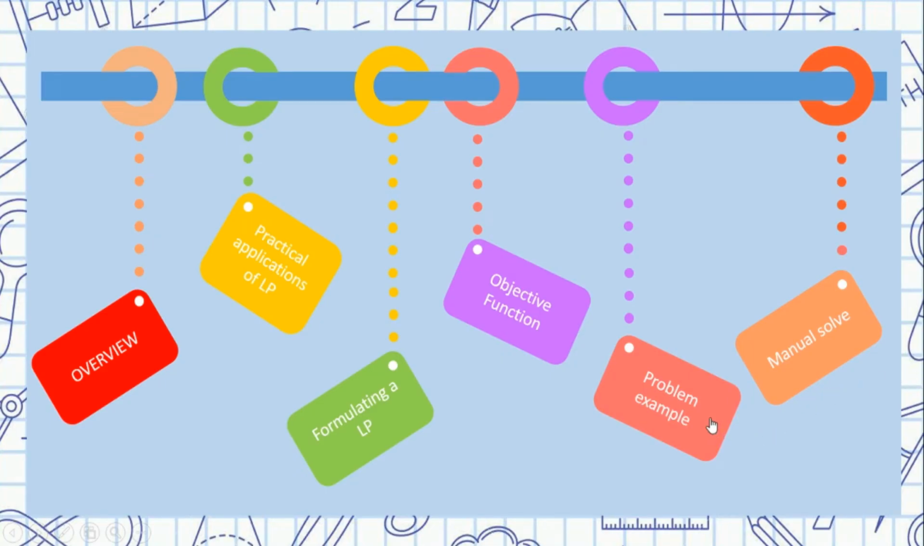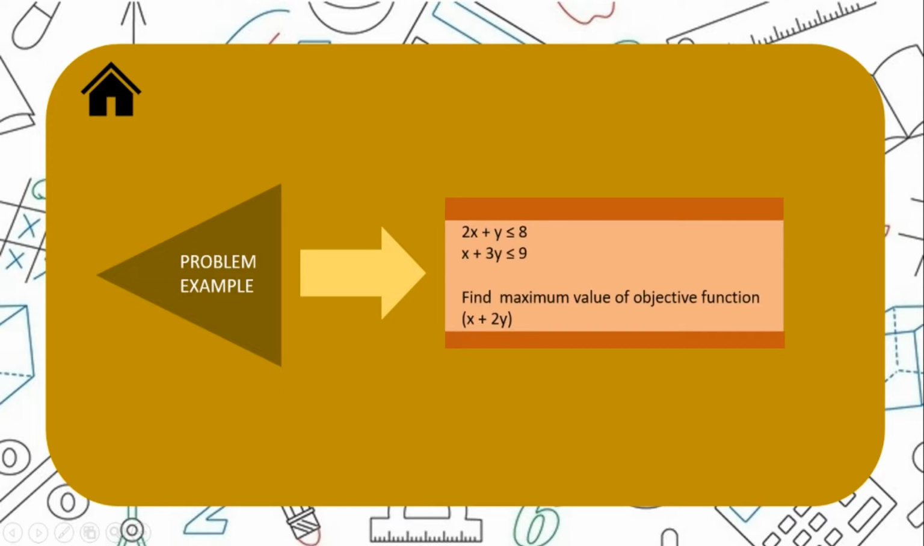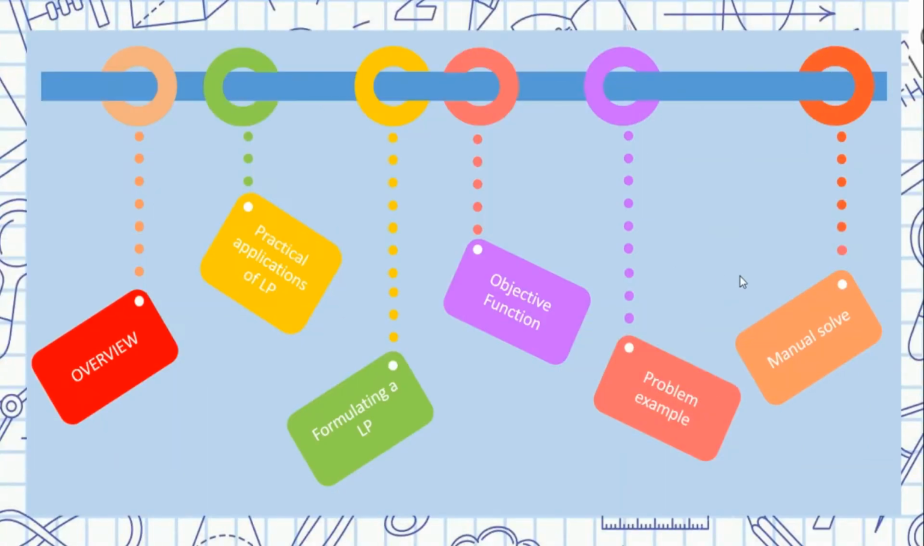This is an example of a problem from a linear program. In school, we are given a manual way to solve the problem, to find the maximum or minimum value of the objective function. The problem example: 2x plus y is less than or equal to 8 and x plus 3y is less than or equal to 9. We must find the maximum value of the objective function x plus 2y. In school, we always use the manual solution.